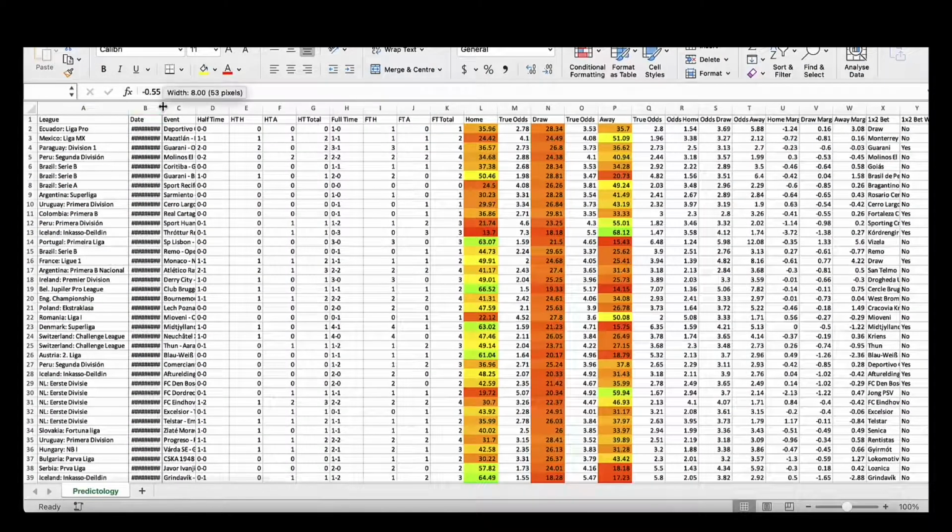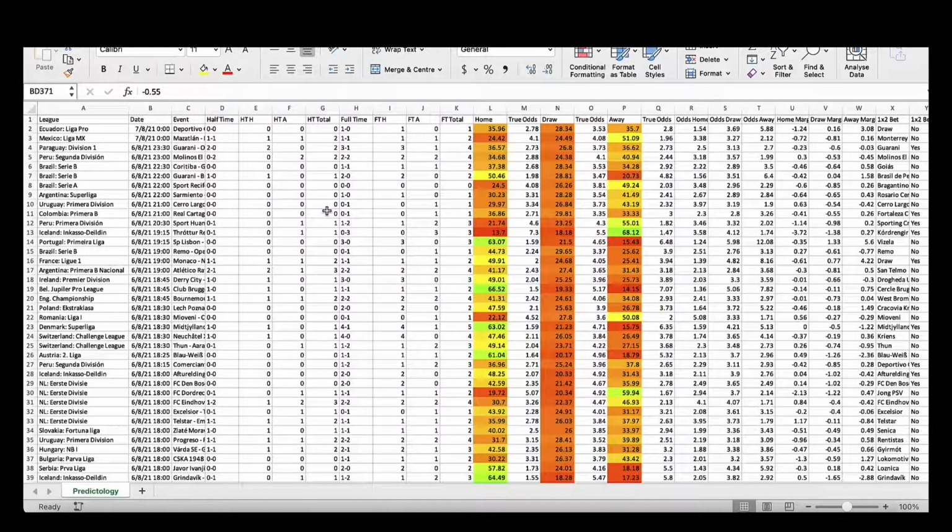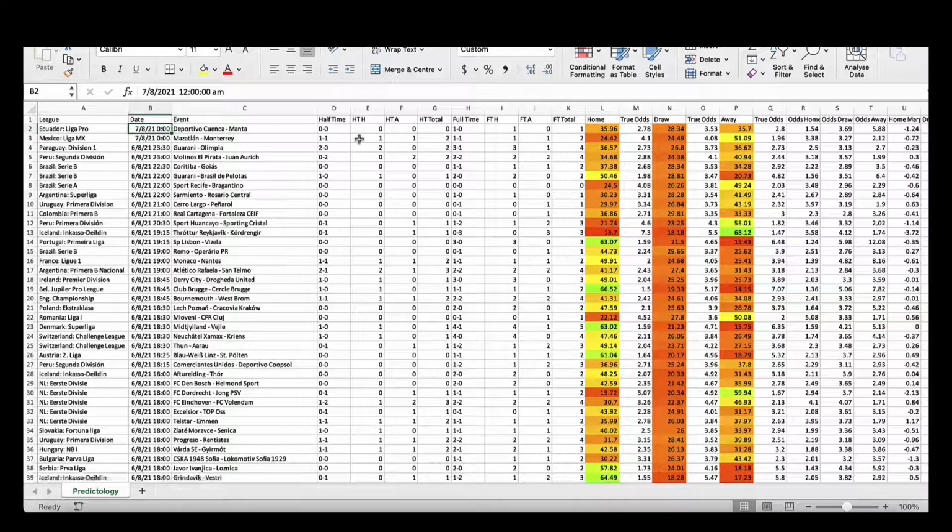I'll just go across this heading by heading to give you a rough idea of what you're looking at. First few columns are pretty self-explanatory. We can see the league, the date that it took place, the teams that are involved, what the score was at halftime, how many goals were scored by the home team, how many goals scored by the away team, and the total goals scored in the first half. In this top line example, there's no goals. And then we can also see the full-time score. Again, goals scored by the home team, away team, and the total.